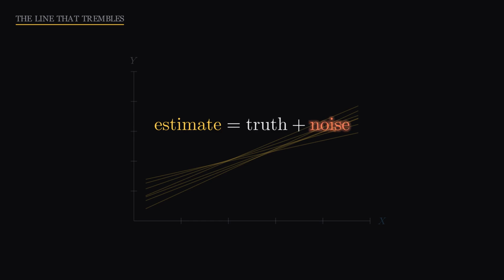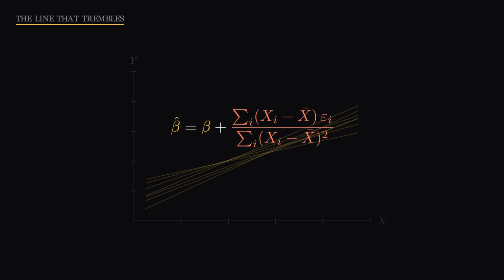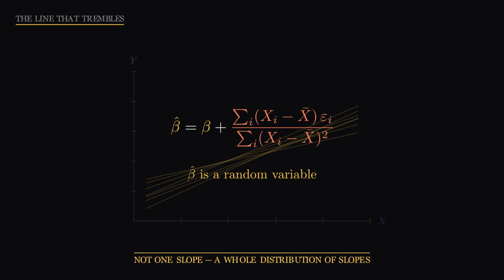This randomness in our estimate is nothing more than the randomness in the error. So beta hat is not a fixed fact about the world. It is random, a quantity that comes out differently every time the dice are rolled. And if the slope is different in every sample, then there is not one slope. There is a whole distribution of slopes we might have gotten.